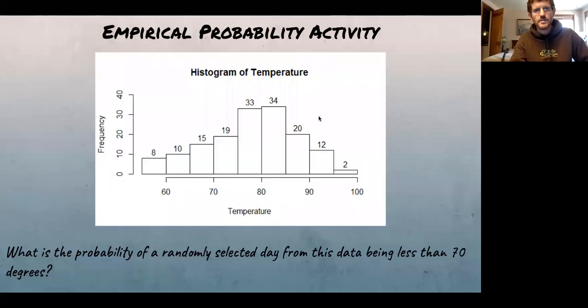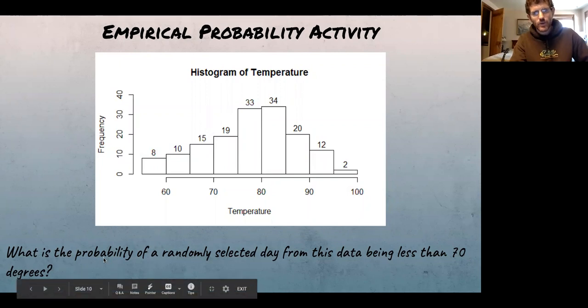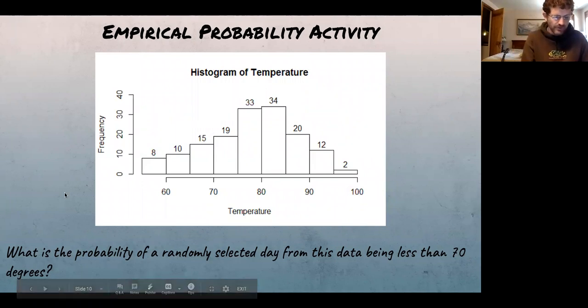All right, so let's look at this. We've got a histogram. Okay, and this histogram is actually giving us numbers. I don't want to take the time to go through these problems, except just to understand the concept behind it. So we want to figure out the probability of a randomly selected day from this data being less than 70 degrees. So it works the same as a dot plot. I mean, it's just a different quantitative display.